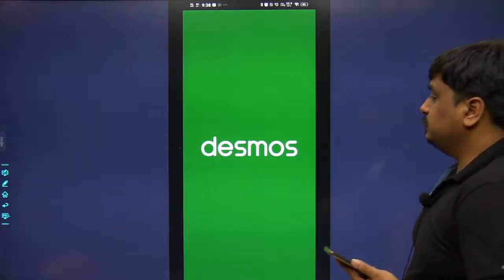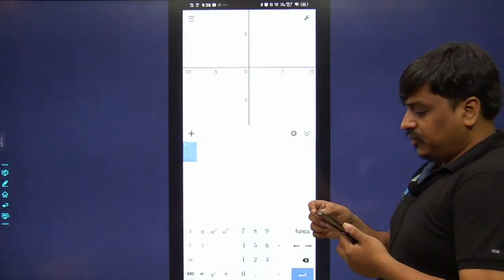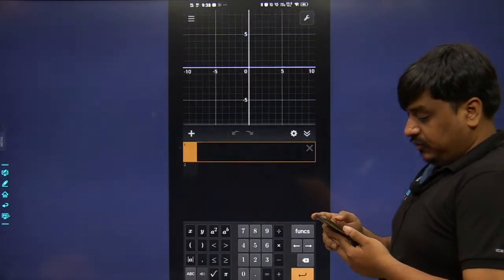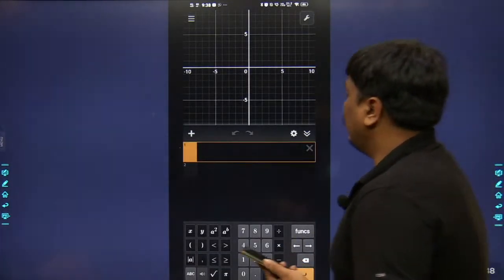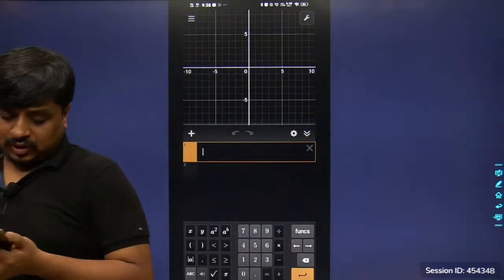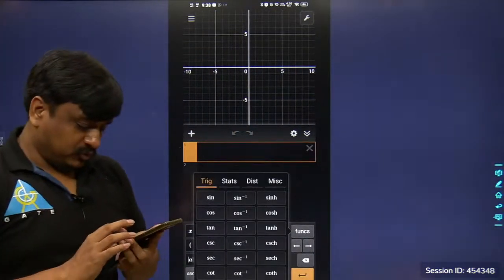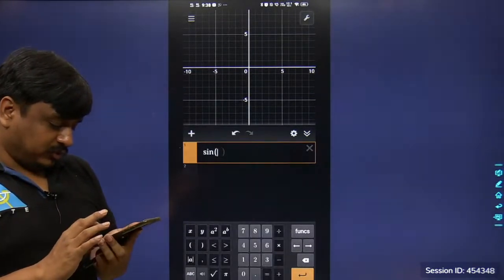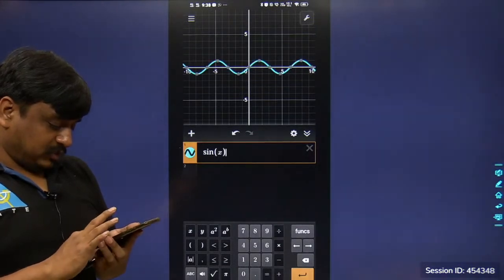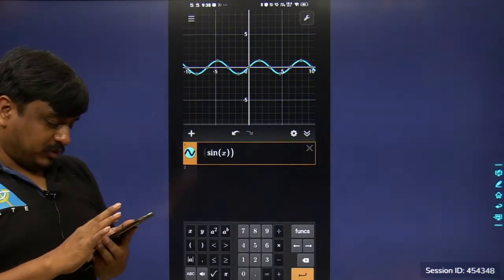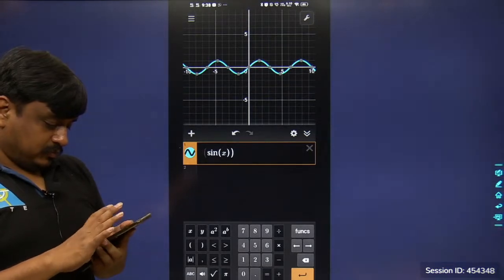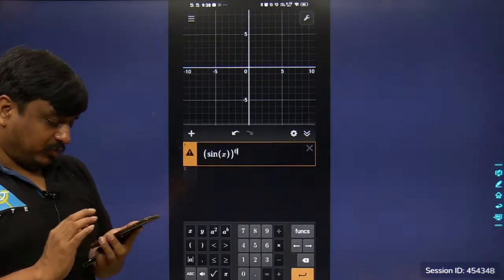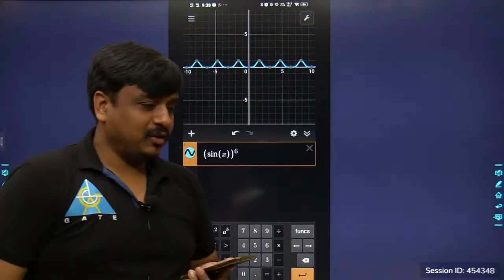First focus on sine of x. Probably each one of us must be well acquainted with the sine of x. But how would sine of x to the power of 6 look? Let me take that reference also. So here it goes: sine of x, raised to the power of 6. See how the curve would look.